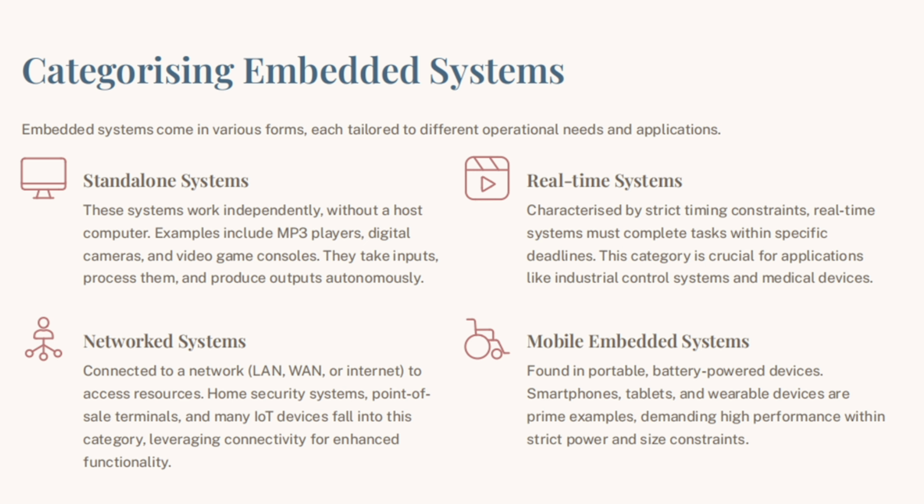Network systems. These devices are connected to a network, like IoT devices. They work over a network such as a LAN or the Internet to share and access resources. This category includes everything from home security systems to IoT devices, leveraging connectivity to provide enhanced features.